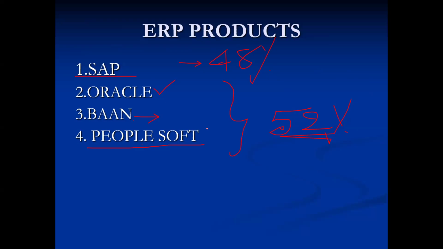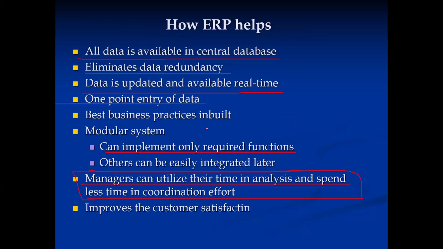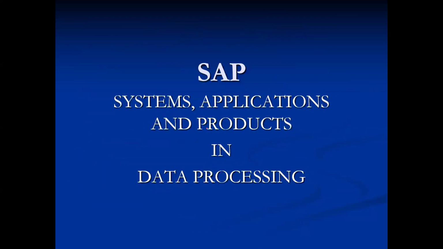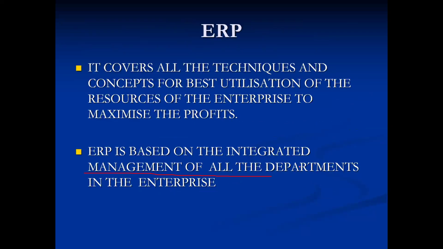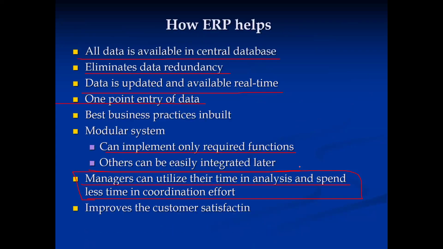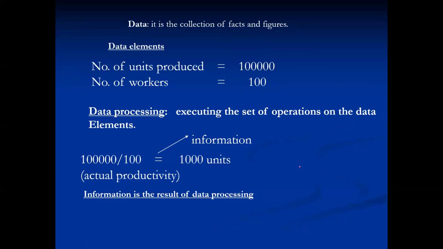Now, what is SAP? SAP stands for Systems, Applications, and Products in Data Processing. So what exactly is the meaning of this? First you have to understand data processing. In data processing, first you have to understand what is data. Data is the collection of facts and figures.